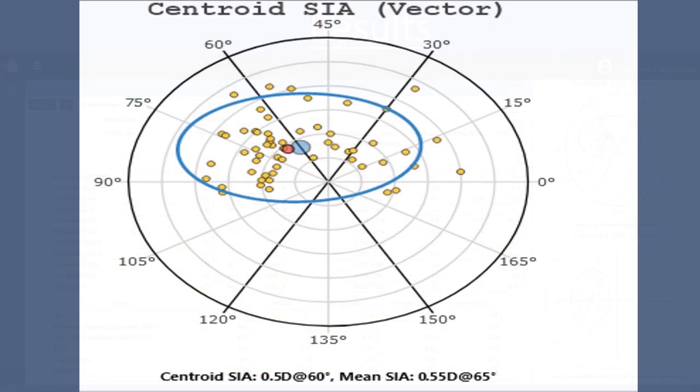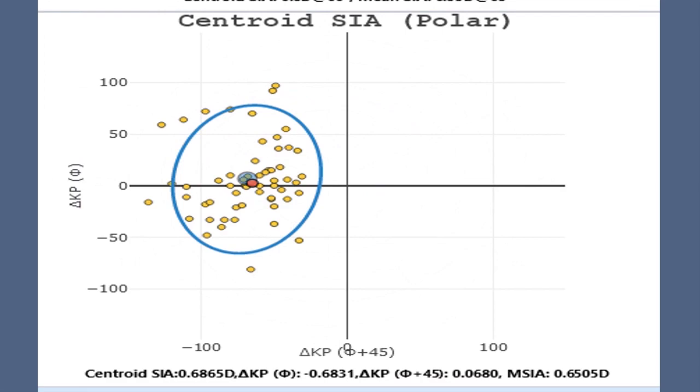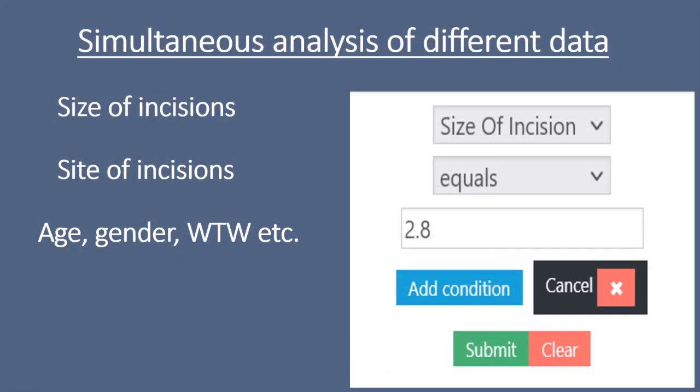This is the centroid SIA graph by vector method. It is the same as that of Dr. Warren Hill's SIA calculator. This is the centroid SIA graph by polar method. The SIA is calculated by bivariate analysis of two components of the SIA. One represents the change in cylindrical power of the cornea and the second represents rotation of the steep axis. Simultaneous analysis of different size and site of incision is possible by selecting appropriate combinations from this table.